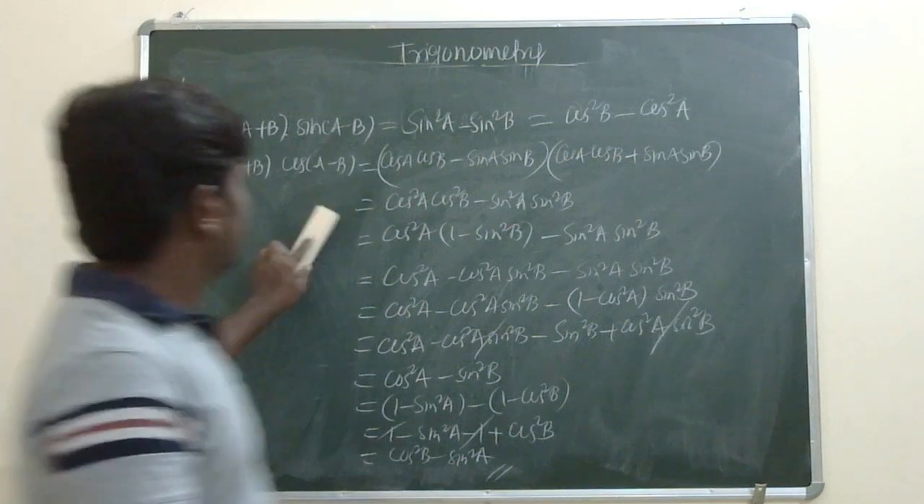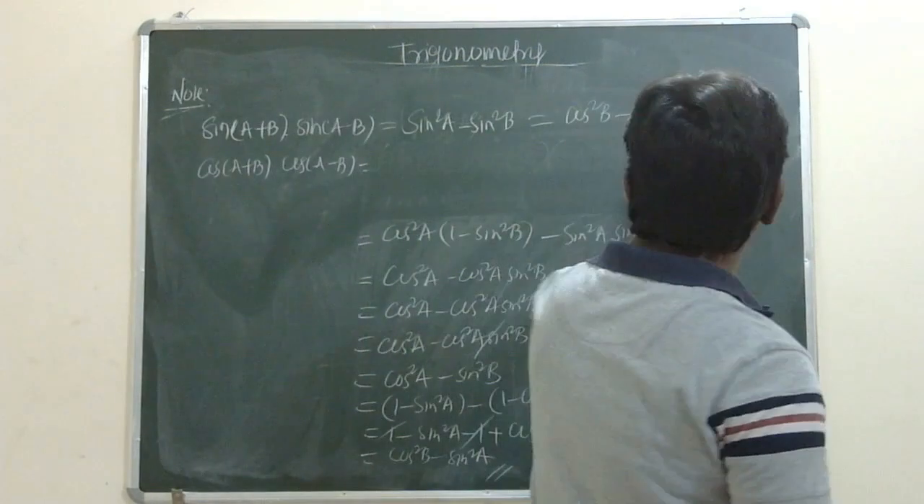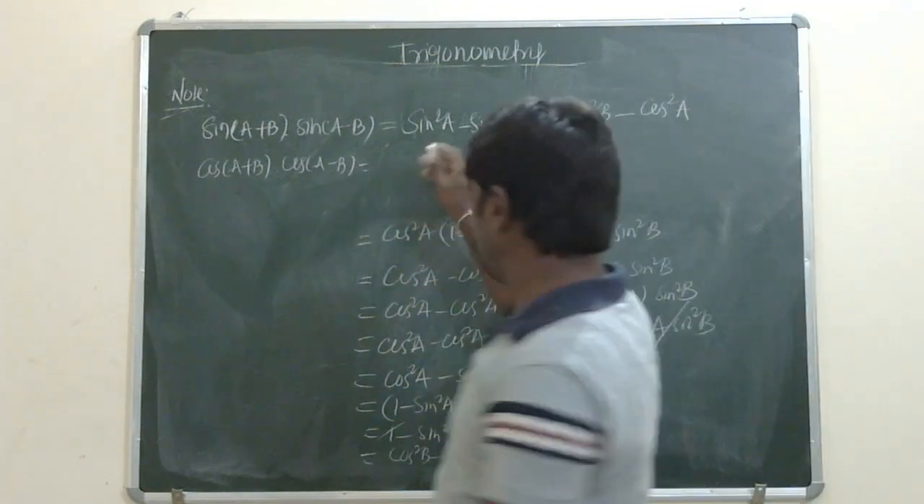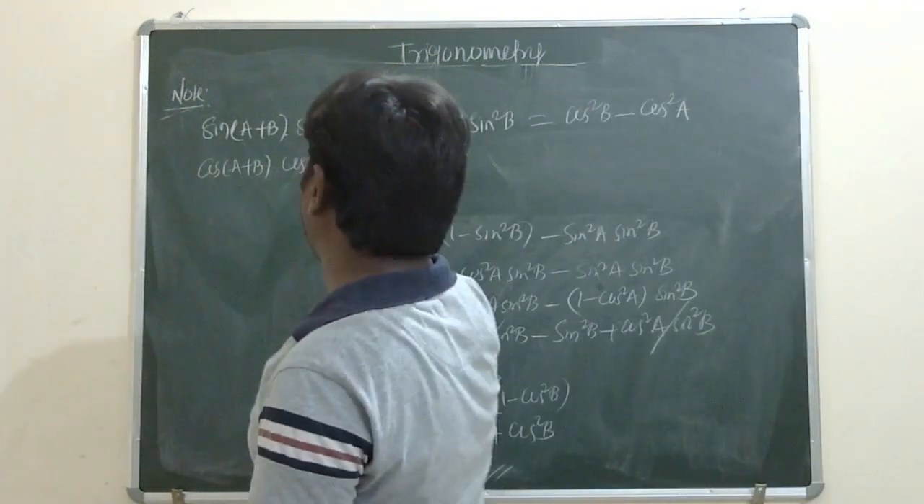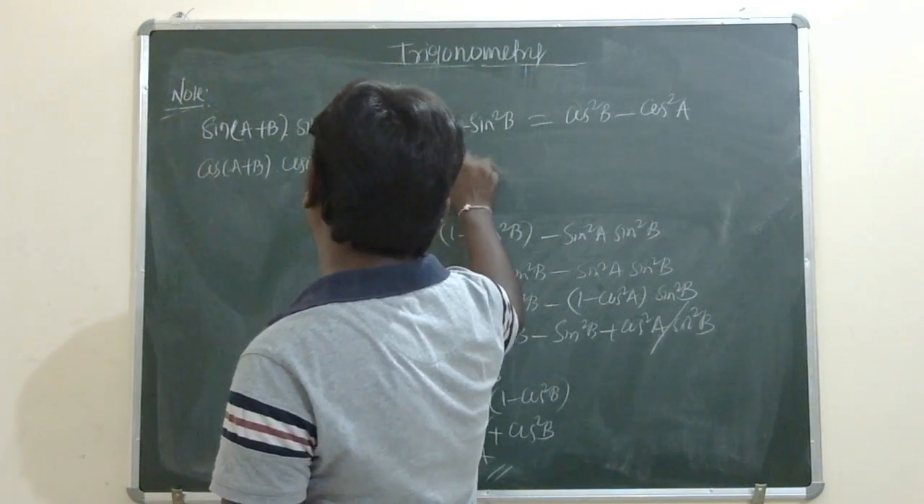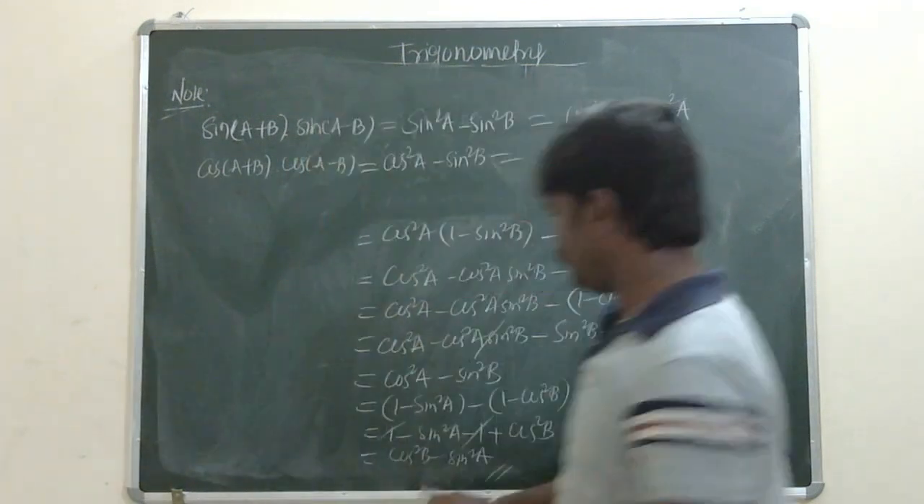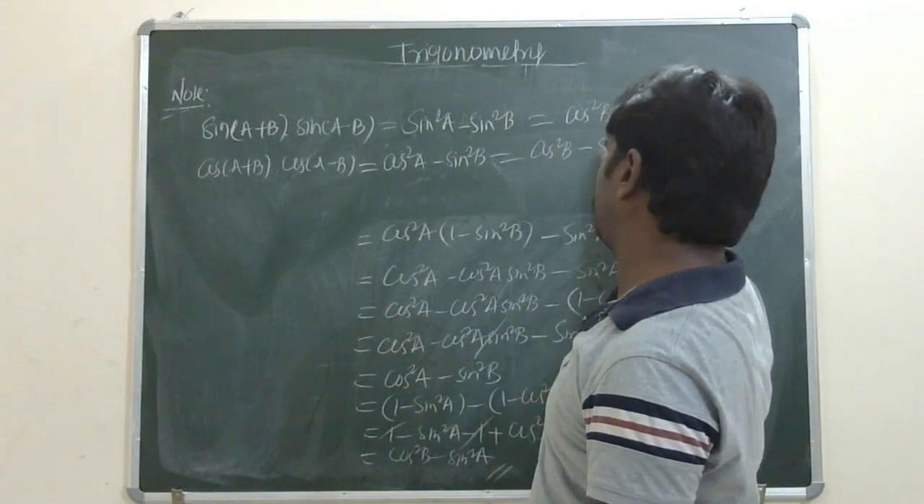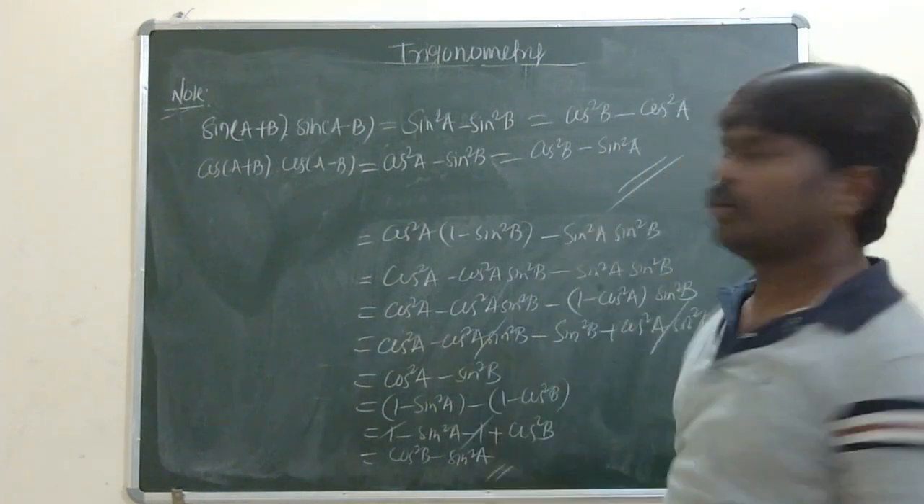So cos(A plus B) into cos(A minus B), by the derivation we can understand, we can write everything. This cos(A plus B) into cos(A minus B) is equal to cos square A minus sin square B, or else we can write cos square B minus sin square A.